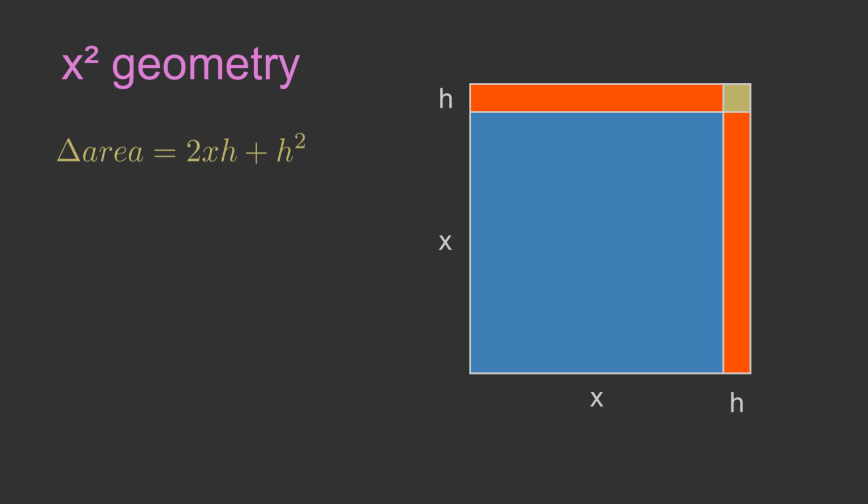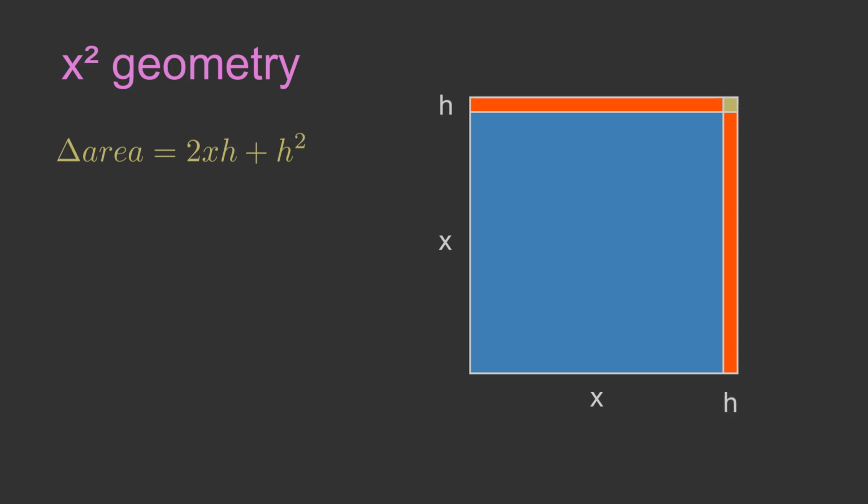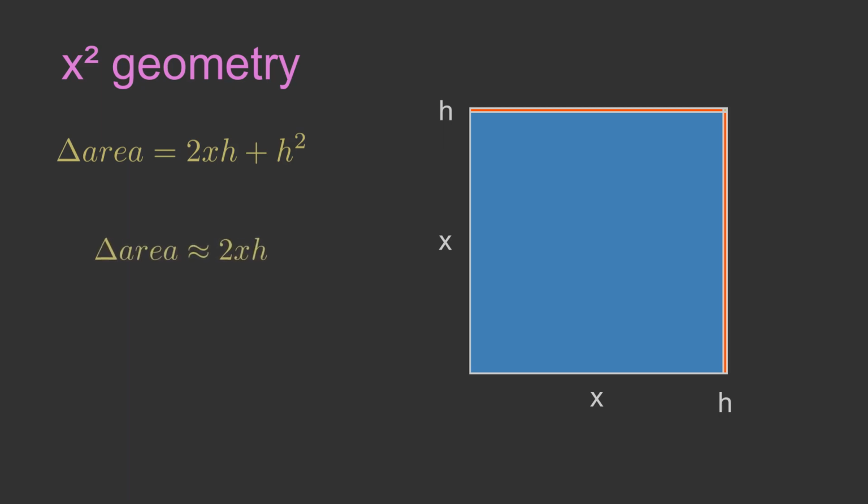Now let's see what happens if we make h smaller. The two orange rectangles get smaller, but the tiny yellow square gets much smaller much more quickly. As h gets extremely small, the yellow square becomes so small we can ignore it altogether. This removes the term in h squared. The change in area is approximately 2xh, and as h gets smaller, this approximation gets more accurate.